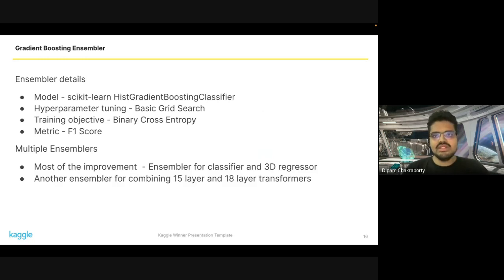Also, these two different models, which I trained, one is 15 layer, one is 18 layer, they also had some level of disagreement. So I thought we can try out ensemble. I did not do a lot of experiments. It's basically the last day of the competition almost. And just using an ensemble did help.